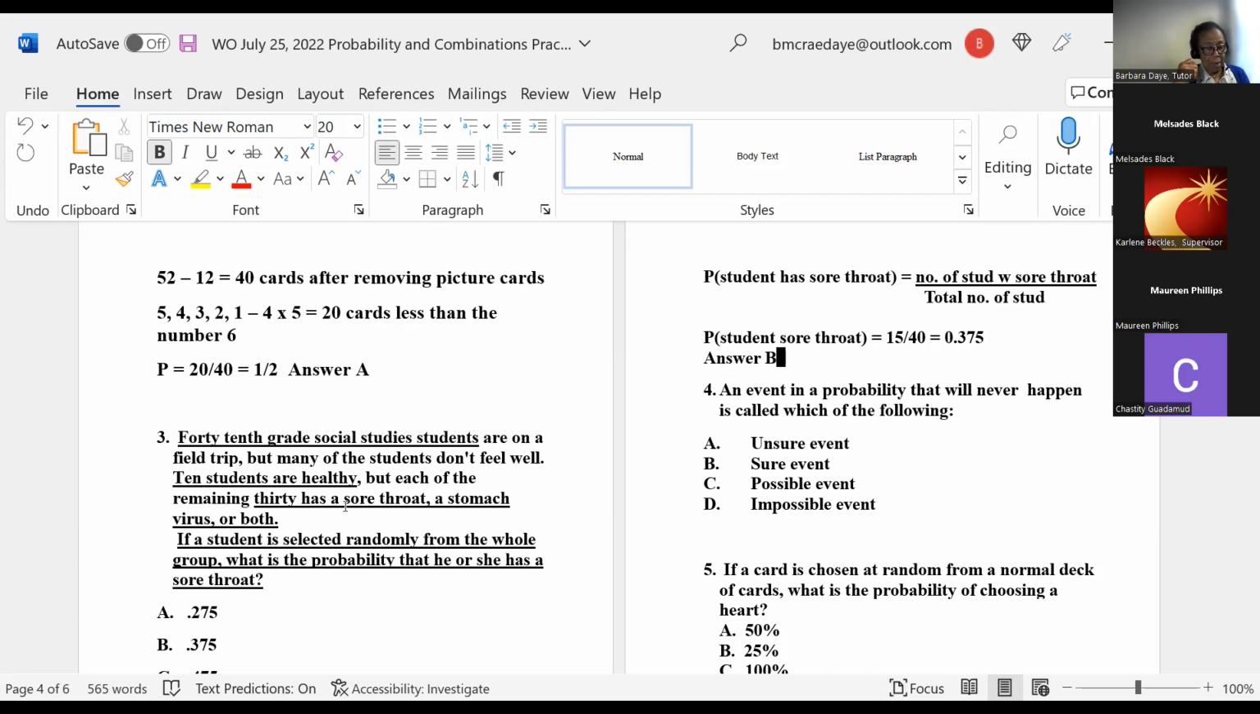The key here was that you have 30 combined unhealthy students with a sore throat, a stomach virus, or both. And by the way, the only way we could divide those would be 15 and 15. What was the answer for number one, Maureen?